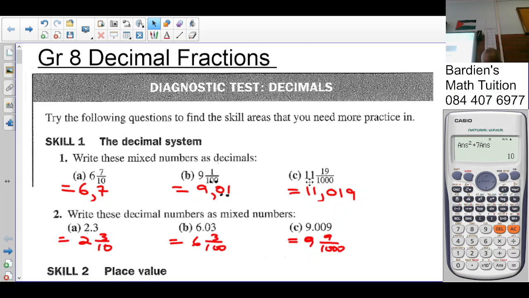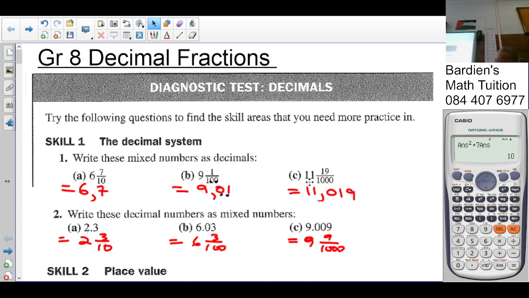Number 27 is 214 over 10,000, which is also 107 over 500. Number 29 is 148 over 1000, which is 37 over 250. Number 31 is 2 and 8 over 10, which is 2 and 4 over 5. Number 33 is 8 and 75 over 100, which is 8 and 3 over 4.